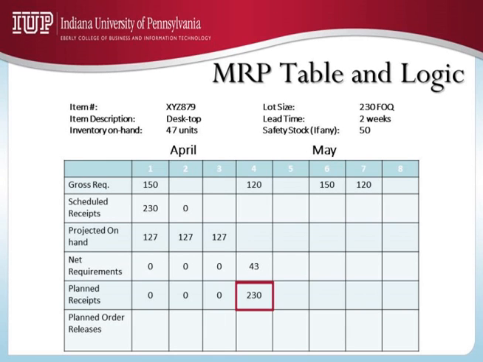I'm going to receive 230, because in this example I do not have the luxury of receiving 43, because my lot size is 230 FOQ, fixed order quantity. So I received 230. Now 230 is what I received, 127 is what I had on hand, 120 is what I really need. So do the math. 127 plus 230 minus 120 is 237. You could have done that intuitively. You had 7 units more than you needed. You're ordering and receiving 230, so you should have 237.